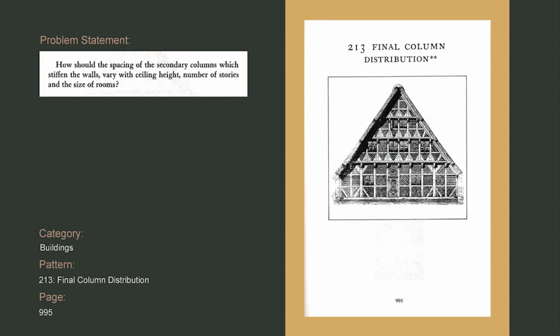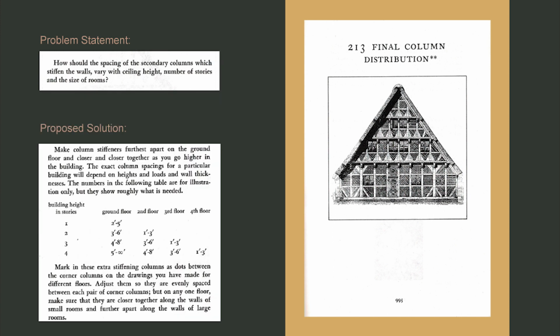Alexander embodies the mantras of holism in his work, expressing that all aspects of building and community must be considered. The proposed solution is this: make column stiffeners furthest apart at the ground floor and closer together as you go higher in the building. The exact column spacings for a particular building will depend on the heights and loads of the wall thicknesses. The numbers in the following table are for illustration only, but show roughly what is needed.